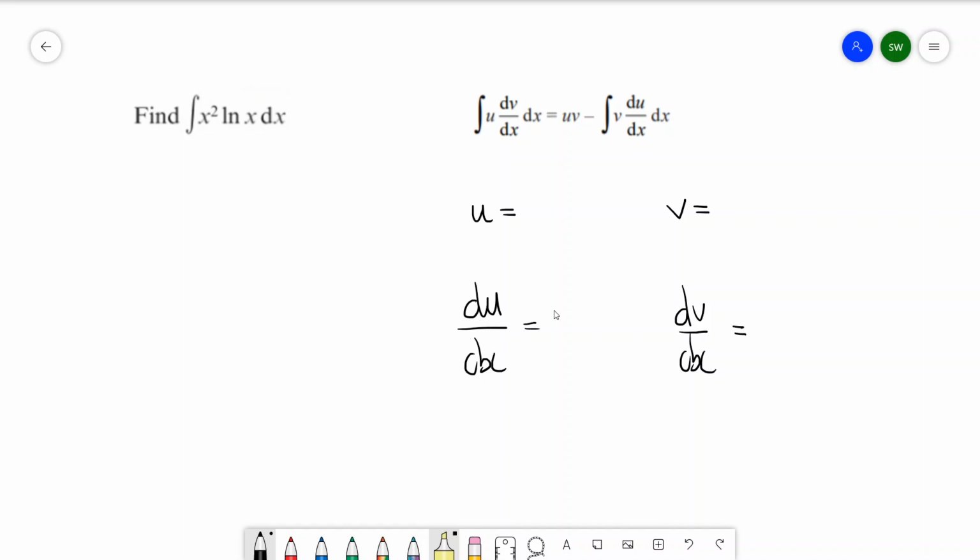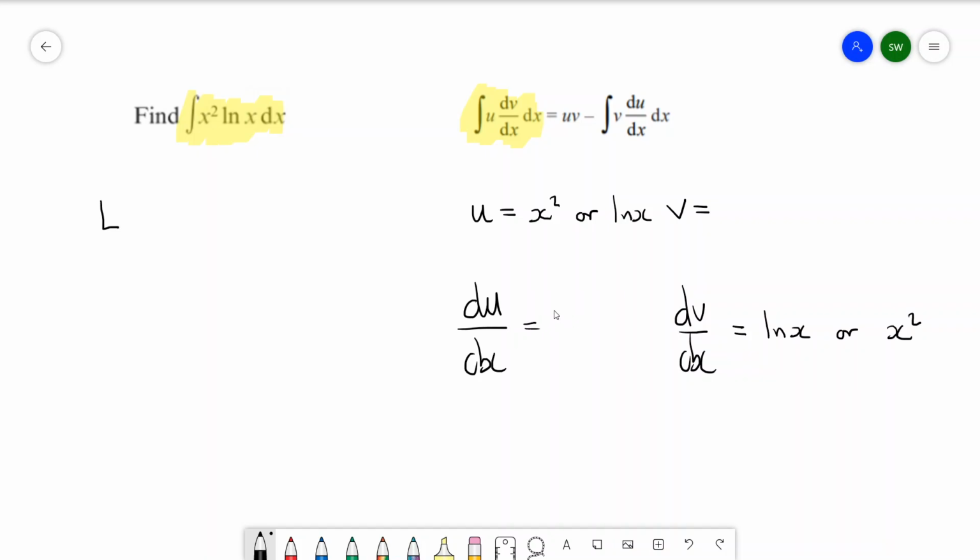So remember, our aim is to get the integral that we're trying to find to be equal to the left-hand side of the formula, so the integral of u dv by dx. So we've got two options. Either u could be x squared, or u could be ln x. If u is x squared, then dv by dx would have to be ln x. And if u was ln x, then dv by dx would have to be x squared.